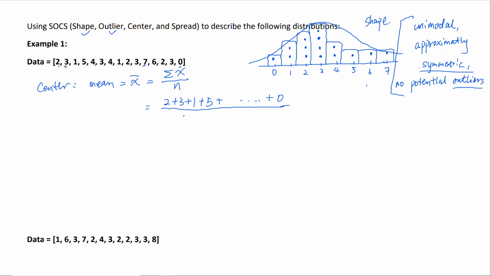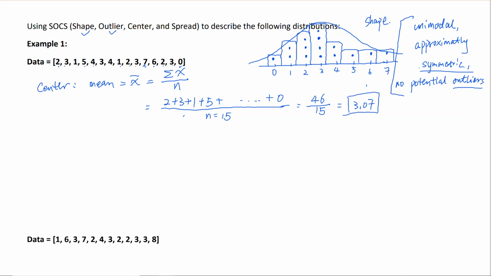So you have 1, 2, 3, 4, 5, 6, 7, 8, 9, 10, 11, 12, 13, 14, 15. So actually your n is 15. If you calculate this, you will have 46 divided by 15, which is 3.07.